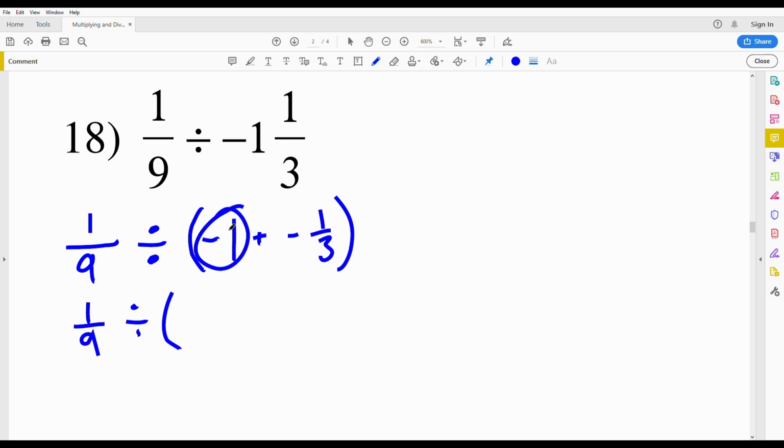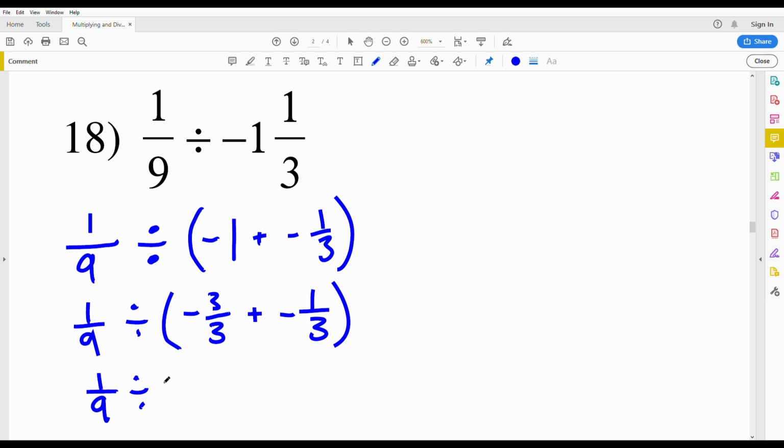And how do I get a negative 1? That'll be a negative 3 over 3. 3 divided by 3 is 1, and it's negative. So I'll be adding that to a negative 1/3. So I have 1/9 divided by negative 3 plus a negative 1, which is going to be a negative 4/3.